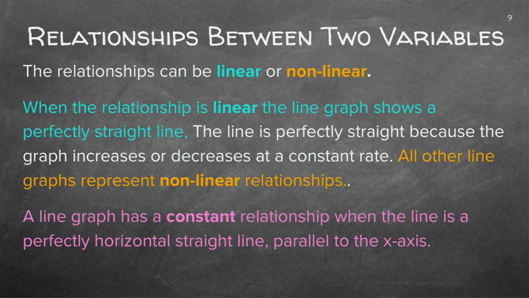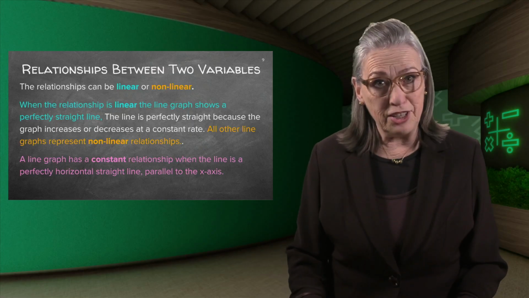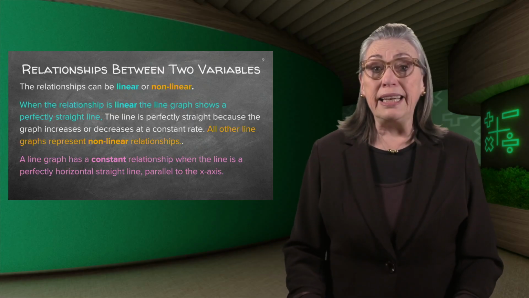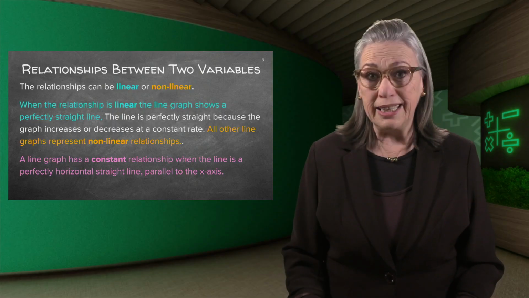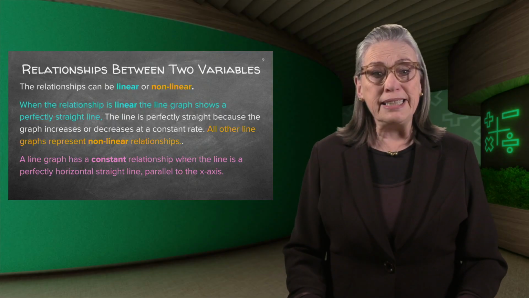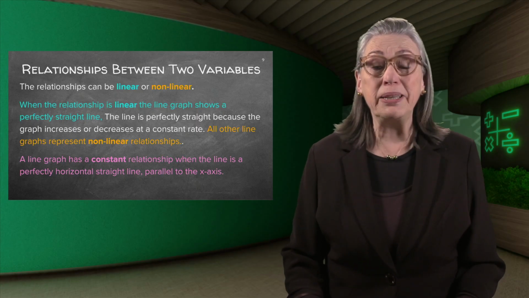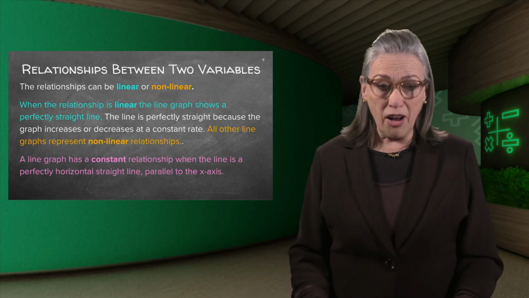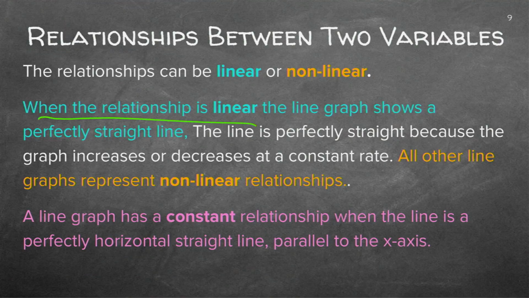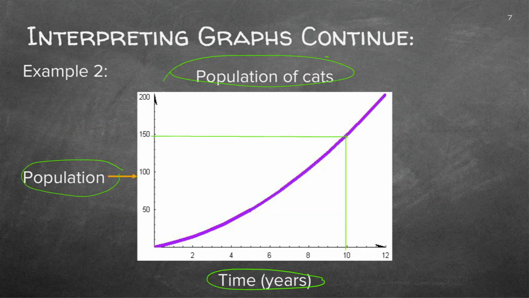Okay. Now, there's another relationship. It can be linear or non-linear. Now, what is linear? When a relationship is linear, the graph shows a perfectly straight line. So let's go back to the cat. Is this a perfectly straight line? No. So this graph is not linear. It is a non-linear graph.